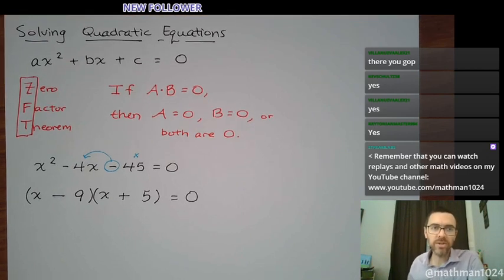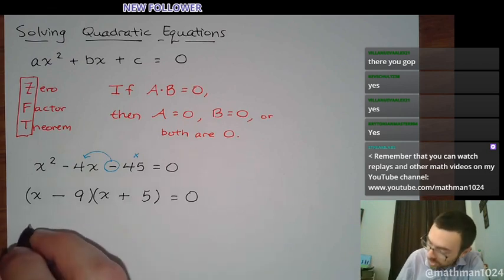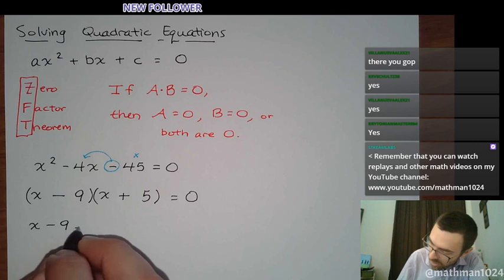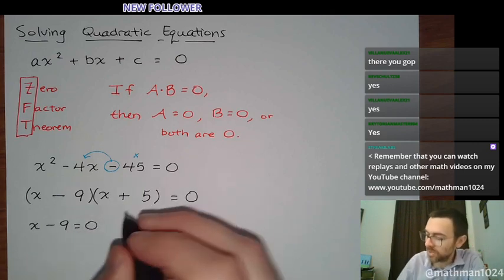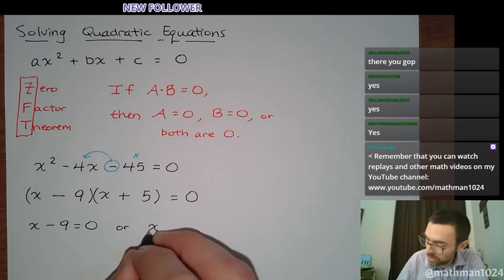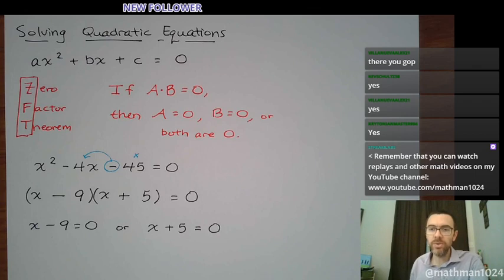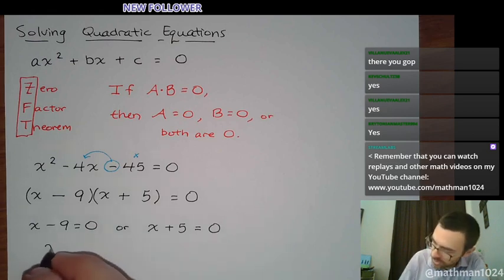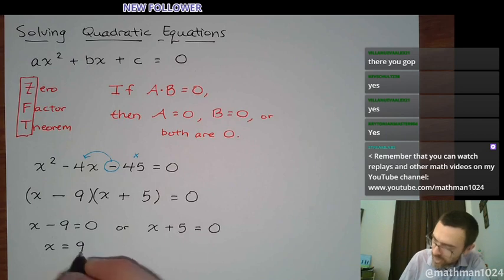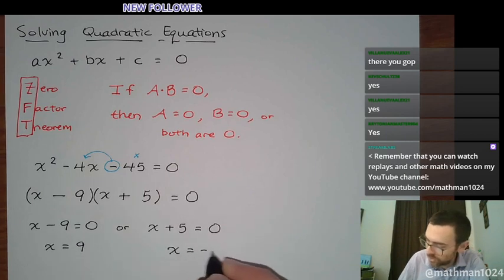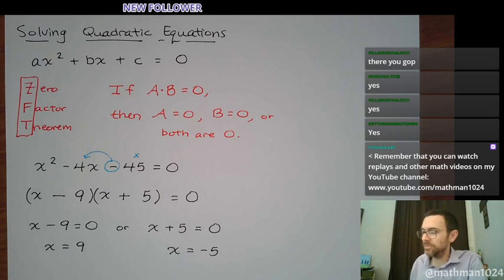Now, here's where the application of the Zero Factor Theorem comes into play. It says that you take each factor and set it equal to 0. So x minus 9 is equal to 0, or x plus 5 is equal to 0. From here, you solve these two smaller linear equations. So x is equal to 9, or x is equal to negative 5. There's not really a whole lot more to that.